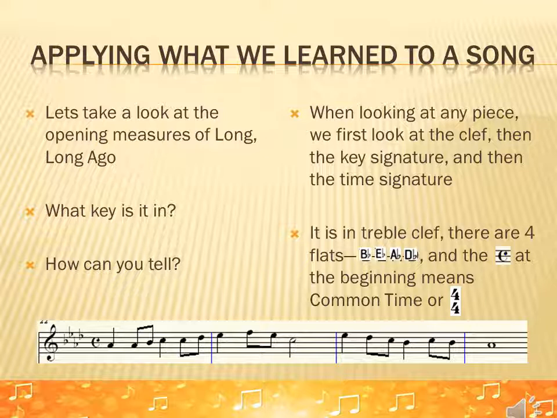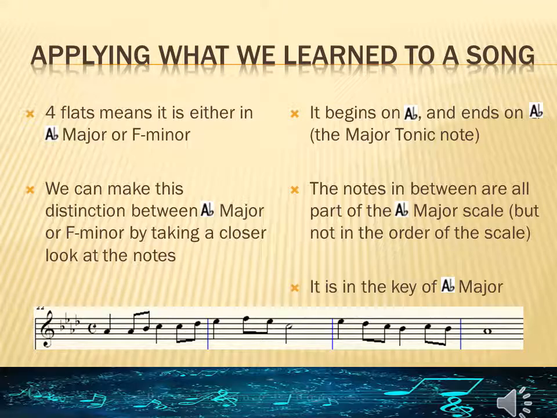Let's take a look at the opening measures of Long, Long Ago. What key is it in? How can you tell? When looking at any piece, we first look at the clef, then the key signature, and then the time signature. It is in treble clef. There are 4 flats, B flat, E flat, A flat, and D flat, and the C at the beginning means common time, or 4/4. 4 flats means it is either in A flat major or F minor.